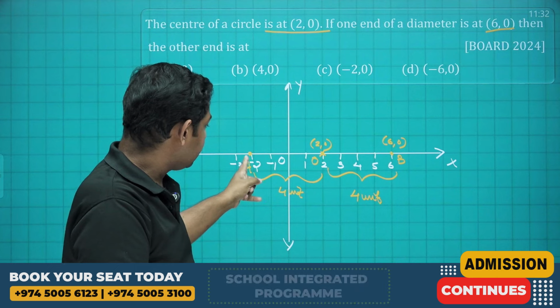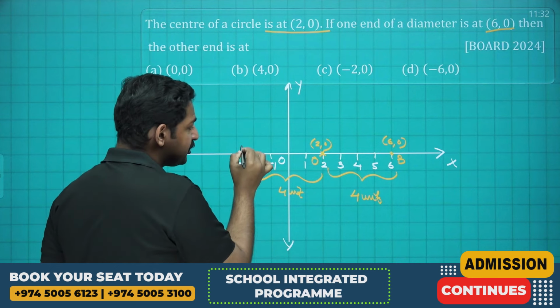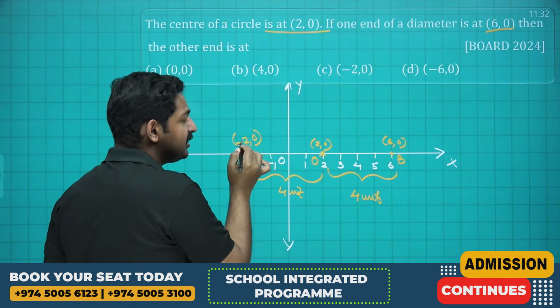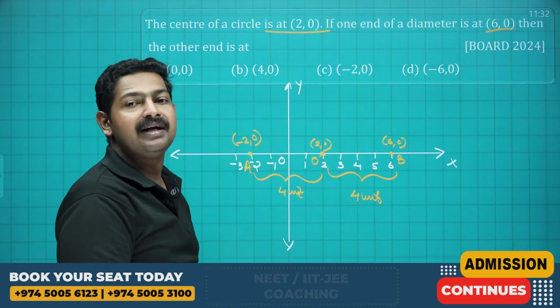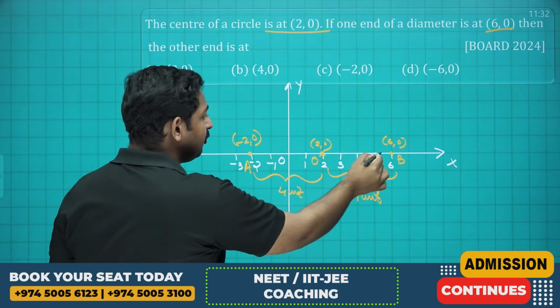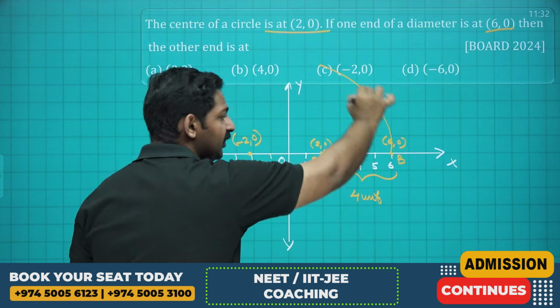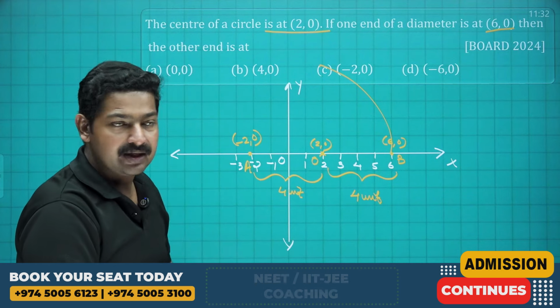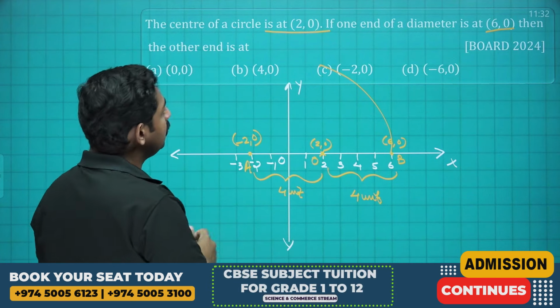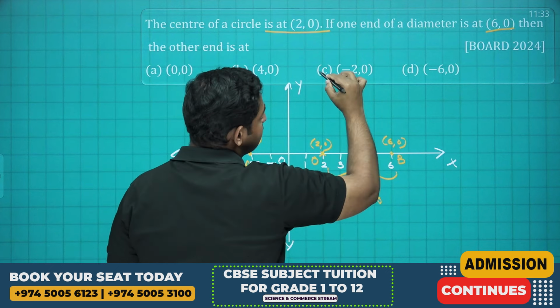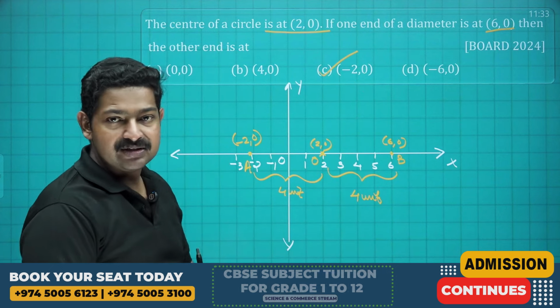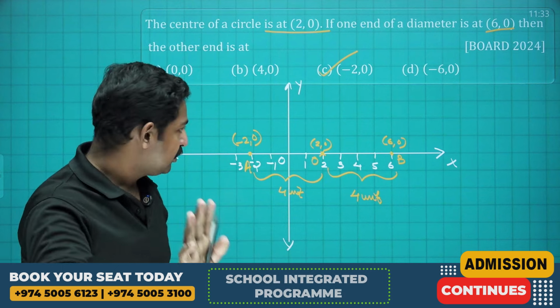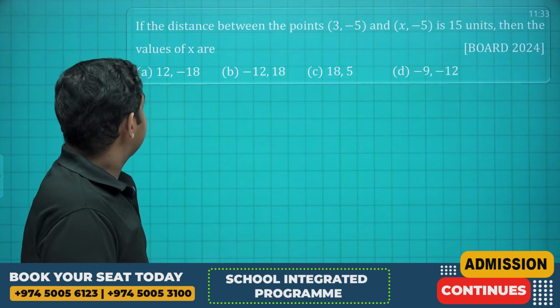Correct? So the coordinate of A is, this point is at -2, which means -2, 0 is the other end of the diameter. Correct? The circle will be like this. Okay, so the coordinate of A is equal to -2, 0. So -2, 0 is the correct answer. Okay, so that's it. Moving to the next one.